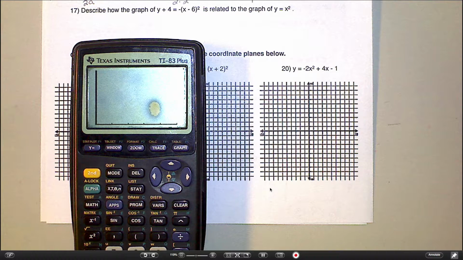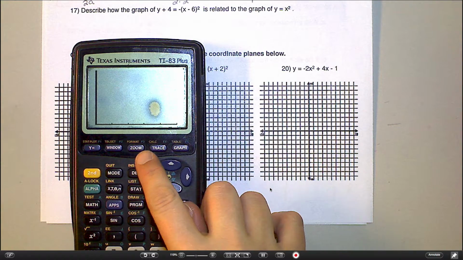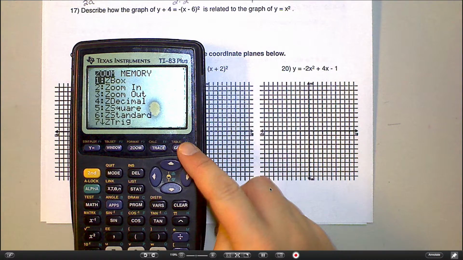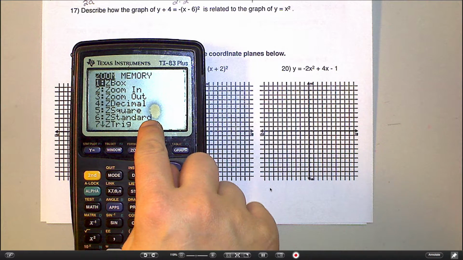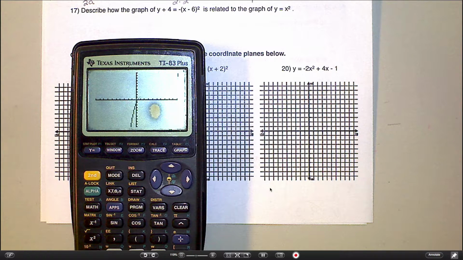Probably did Newton, right? When we were changing the window for Newton. I want to get back to a normal screen. So instead of freaking out, I'm going to hit zoom. And then option number 6, see it says zoom standard. That will always bring you back to a regular screen. So anytime I'm doing something up here and you're like, wait, my screen doesn't look like yours, you can hit zoom and number 6 and it will bring you back to this screen.